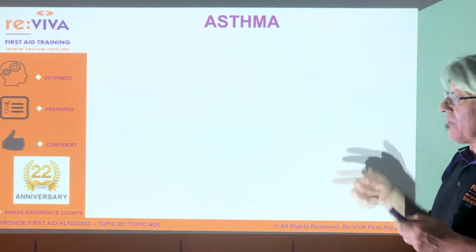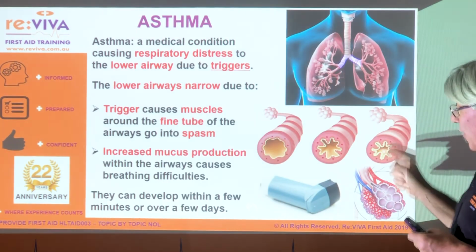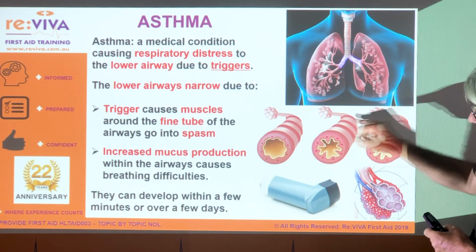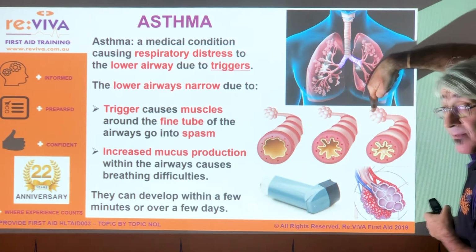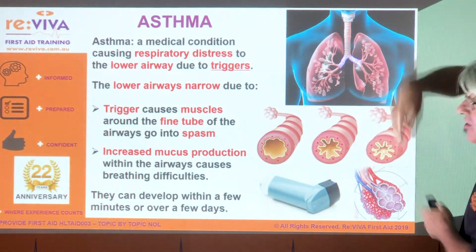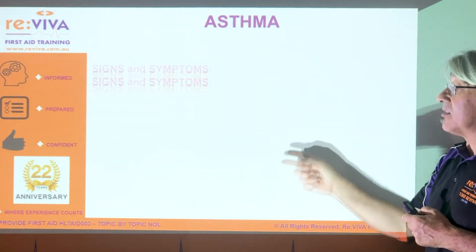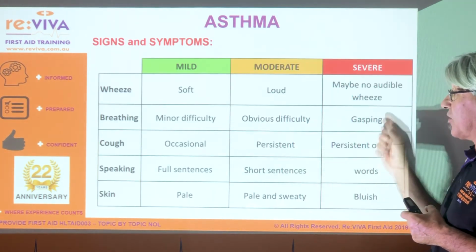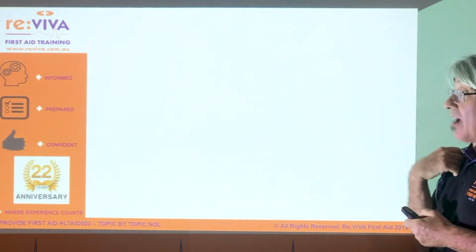And the irony of asthma, I might just go back to this slide, is that if we have a look here and see the diameter of this, the actual air gets trapped within the alveoli and it won't actually come out. So the irony of asthma is that when we are in severe respiratory distress, the air is actually trapped in the lungs and won't come out.